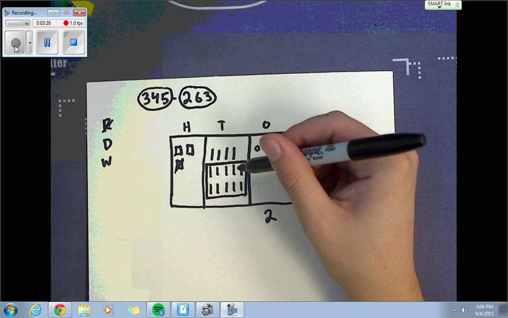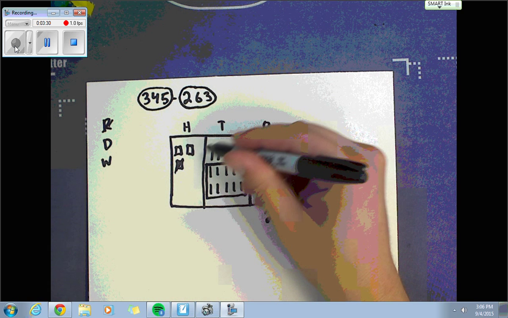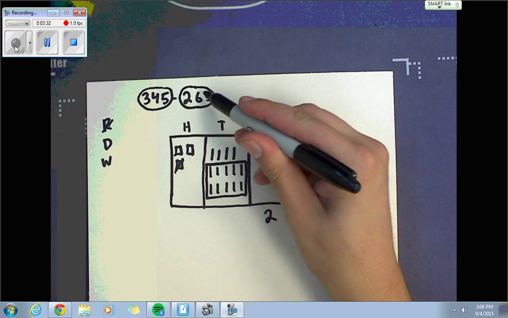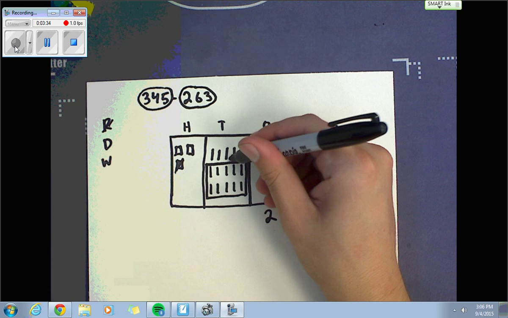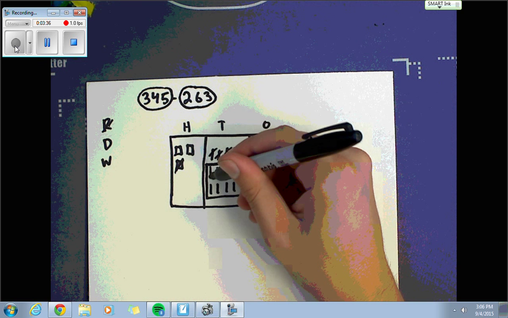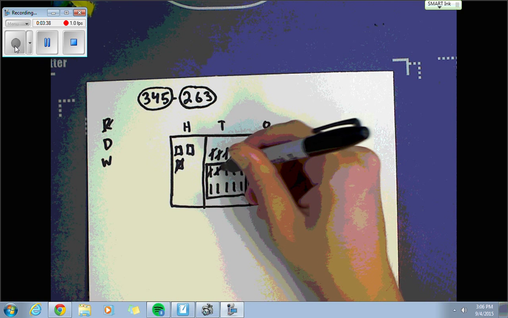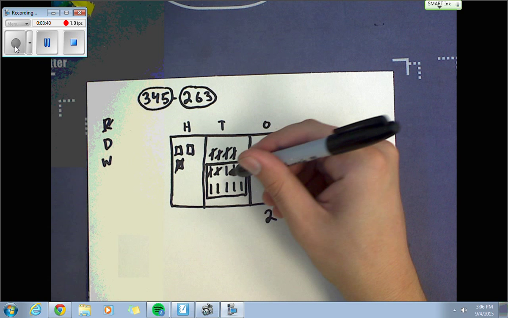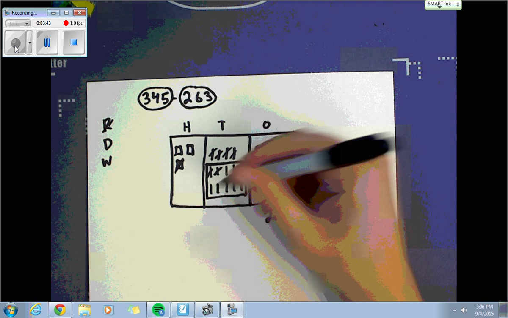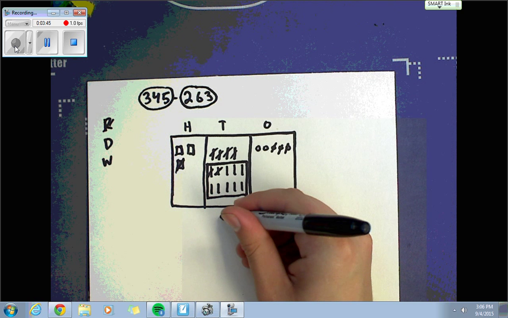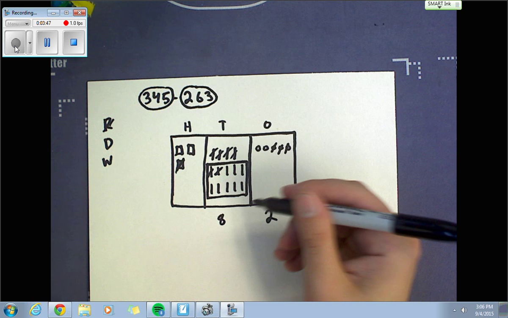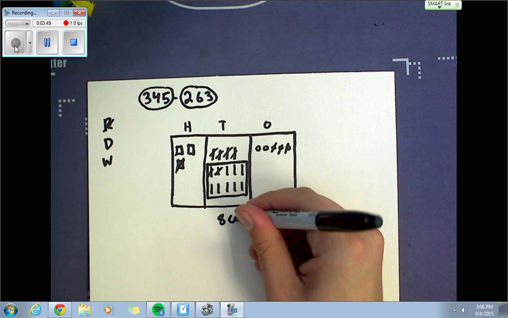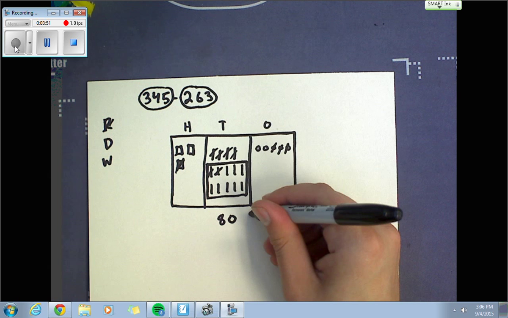Now that I have 10 tens plus the original 4 tens, I can actually take away those 6 tens. So 1, 2, 3, 4, 5, and 6. That means I'm left over with 8 tens. And 8 tens is the same as 80, which I'm going to write because it's in the tens column.